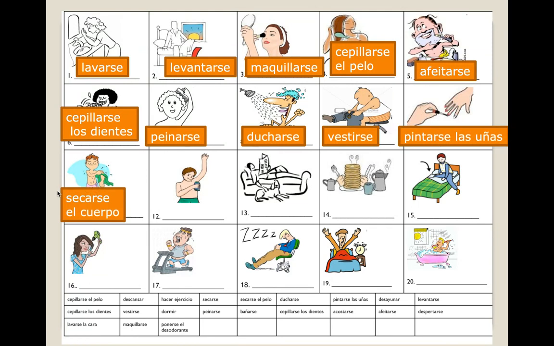Secarse el cuerpo. So you can just say secarse, secarse el cuerpo, either one. We have it just as secarse, but if you want to be a little more specific in what you're saying, secarse el cuerpo, to dry off your body. But you can just write secarse because we can secarse other things. We can secarse our hair with a towel. We can secarse your hands after you wash them. So it doesn't just have to be that. Okay. Ponerse el desodorante, to put on deodorant.